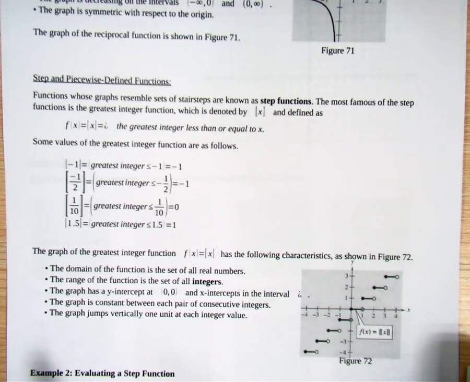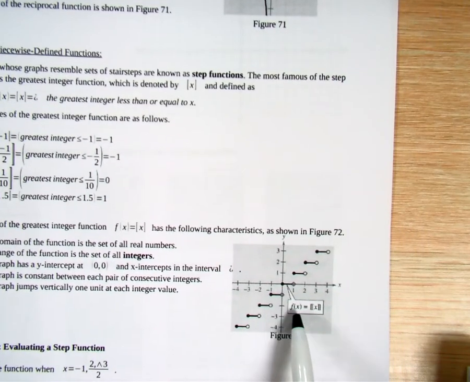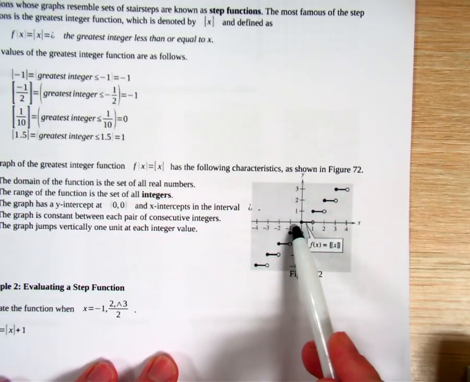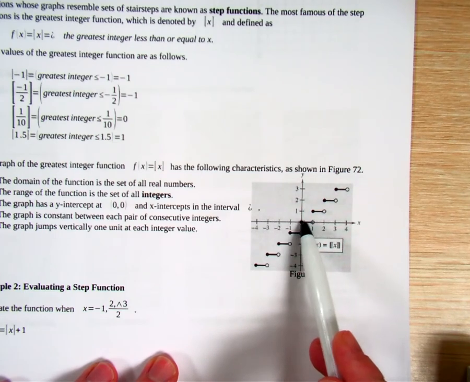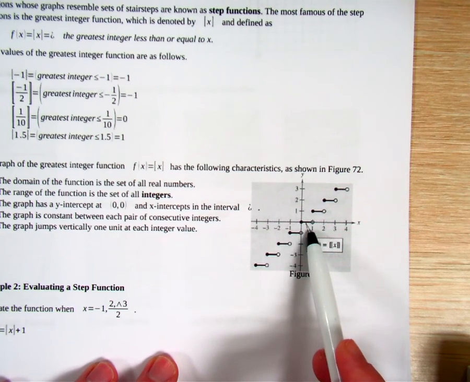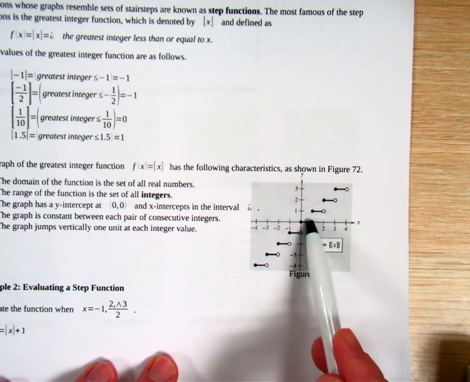What does that look like on the graph? You can kind of see over here. So 0, it would be 0. 0.1 is 0. 0.2 is 0. All the way to 0.99999 still drops down to 0. And then at exactly 1, boom, we jump up to 1.